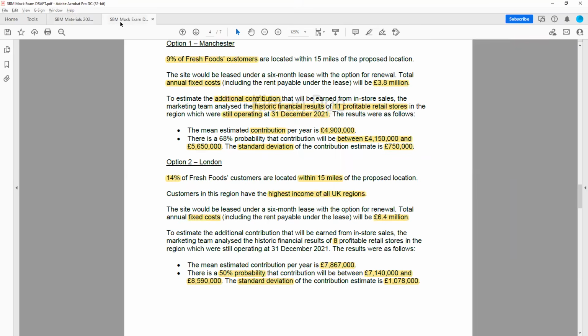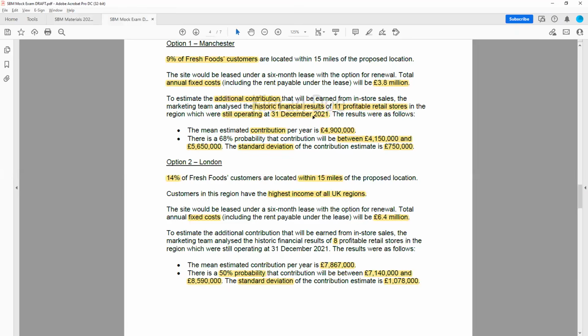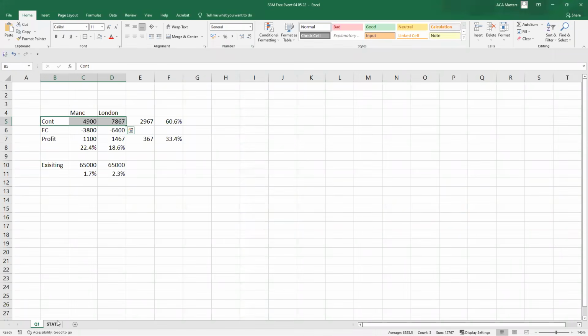As we've already seen, we've used an average here. We're told that the mean estimated contribution is this. So they've looked at the other retail stores, and they've estimated that the contribution per year is this. So they've taken an average. Now, whilst the average can be useful in some respects, it hasn't really looked at the underlying data.